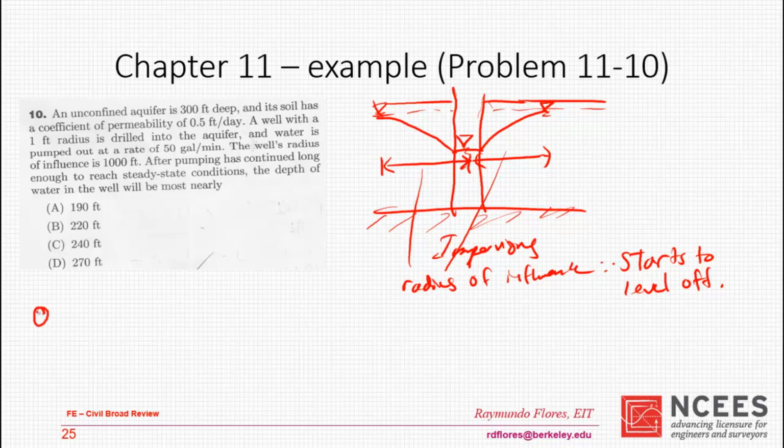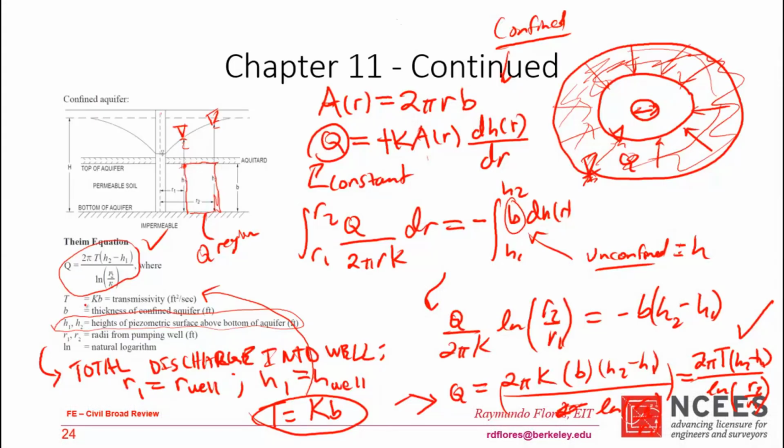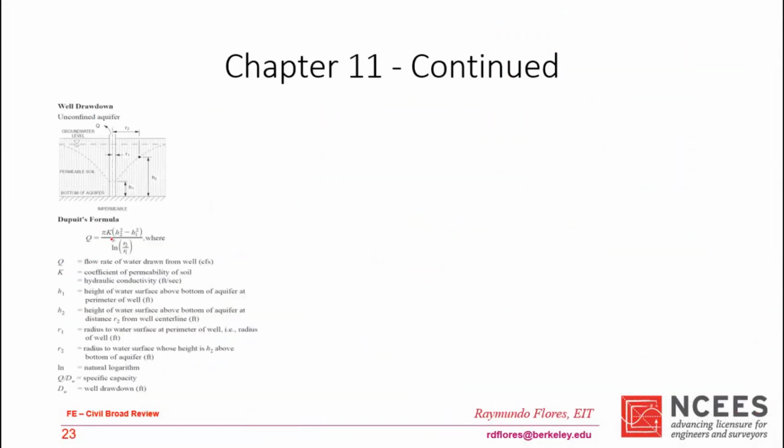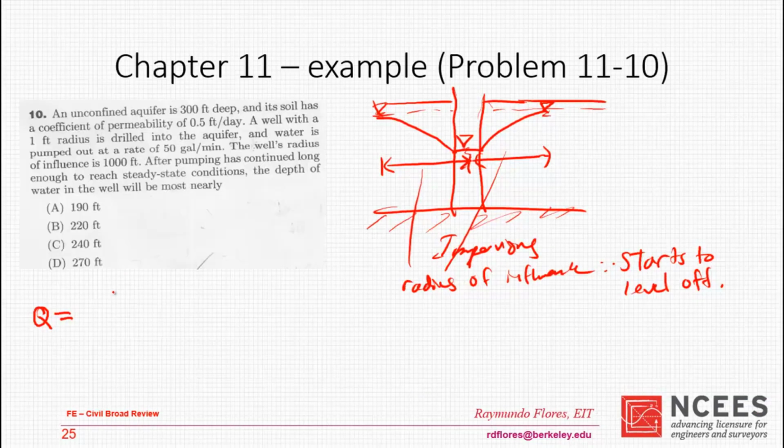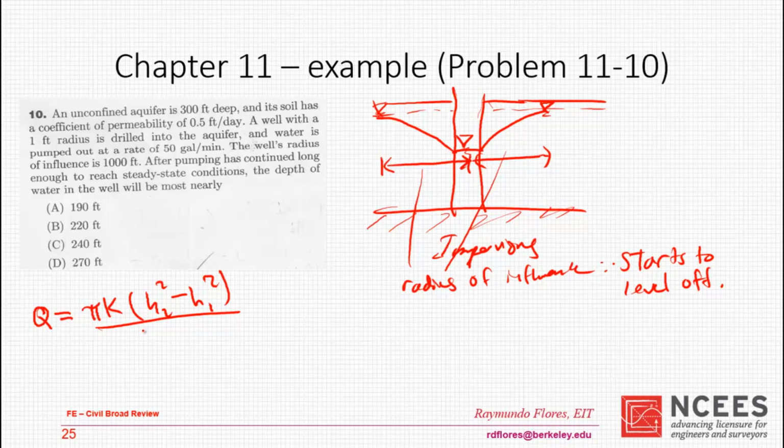So if we use the equation, right, Q equals, if you go back, this was the equation right here, because we're using unconfined. So pi k, h2 squared minus h1 squared divided by what? ln of r2 over r1. So this is simply just pi times, and they give you permeability, 0.5 feet, and we have to be consistent with units, so just try your best with that.